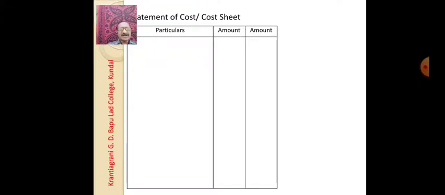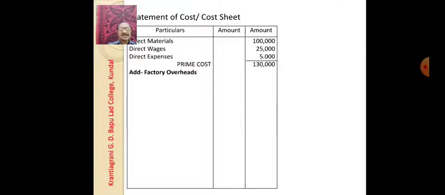And now starts. First one, direct materials amount rupees 1 lakh. Then direct wages amount rupees 25,000. Direct expenses amount rupees 5,000. The sum of these three items is rupees 1,30,000, which is prime cost. Then to prime cost we will add factory overheads.